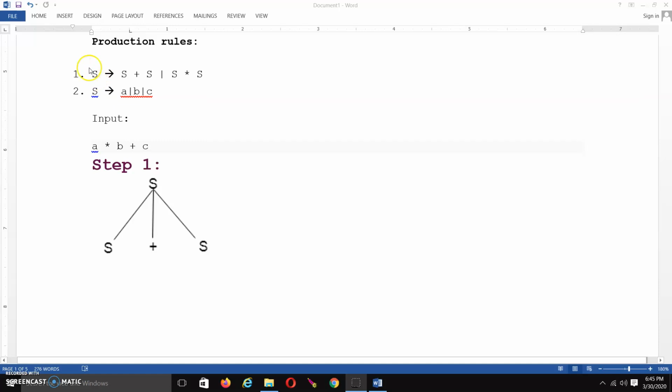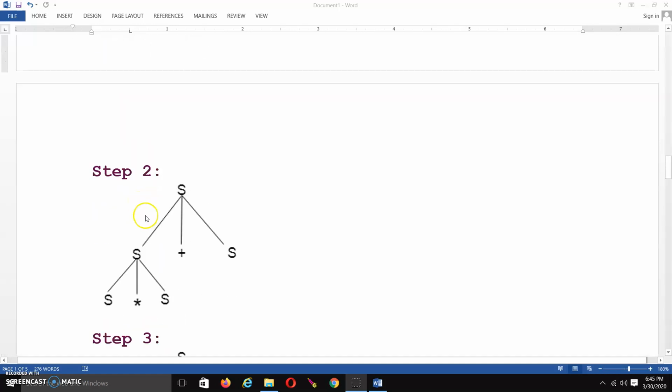So what is the first starting production? S can be replaced as S plus S. Either this one or S star S was possible. First I have taken S tends to S plus S. So once again S is going to be derived. In the second step I am going to extend that S, representing it as S star S in the second step.